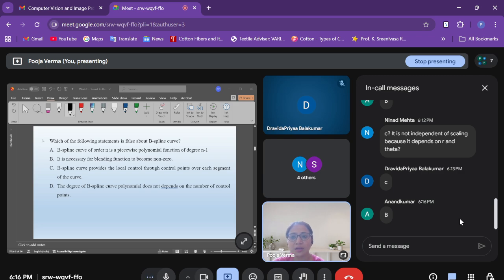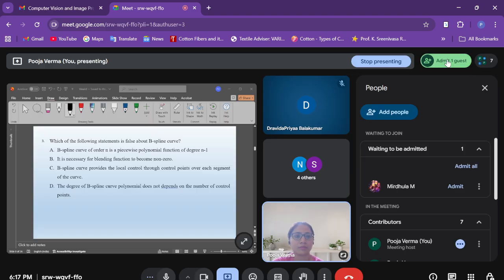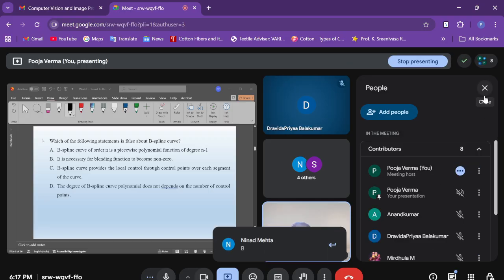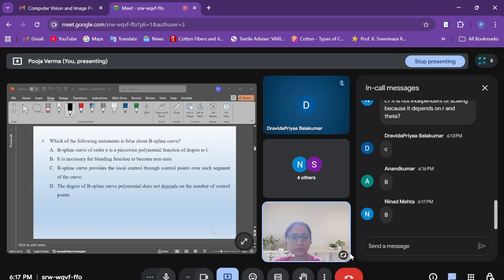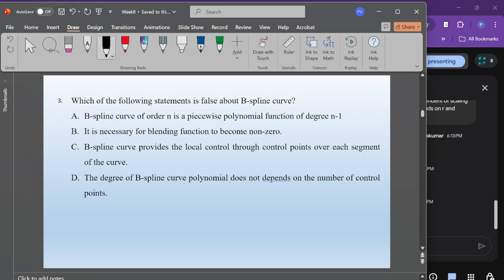Which statement is false about B-spline curves? So again, they have asked for the false statement. Okay, B. Anyone else? Which option can be the correct one?